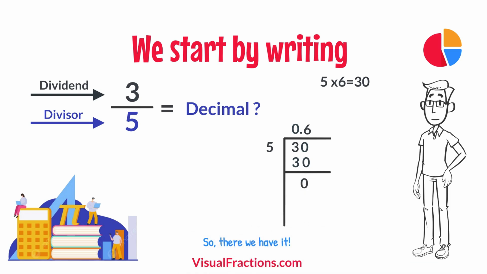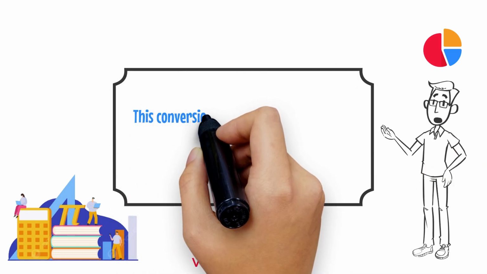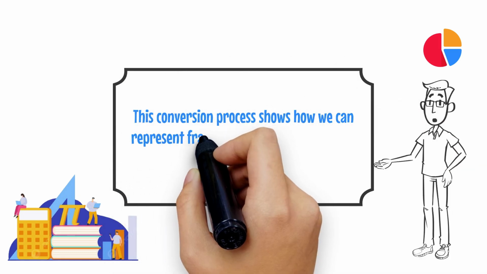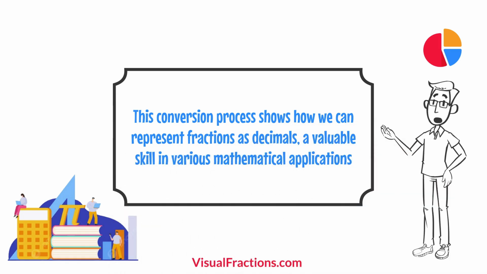So, there we have it. The fraction 3/5 converted to a decimal is 0.6. This conversion process shows how we can represent fractions as decimals, a valuable skill in various mathematical applications.